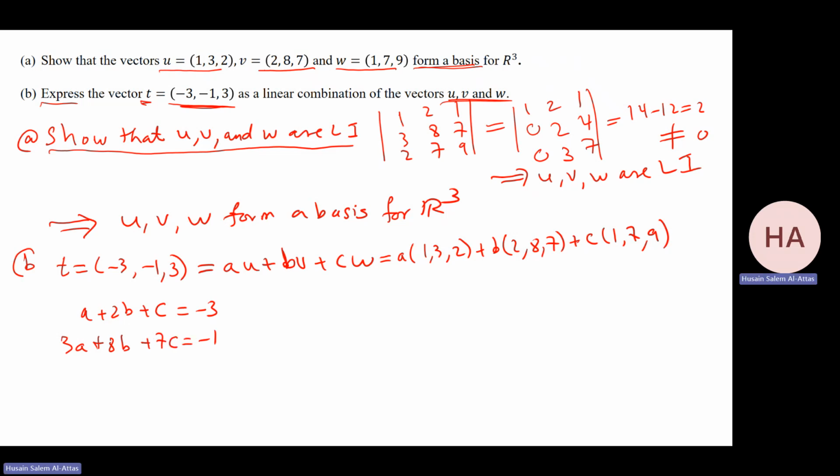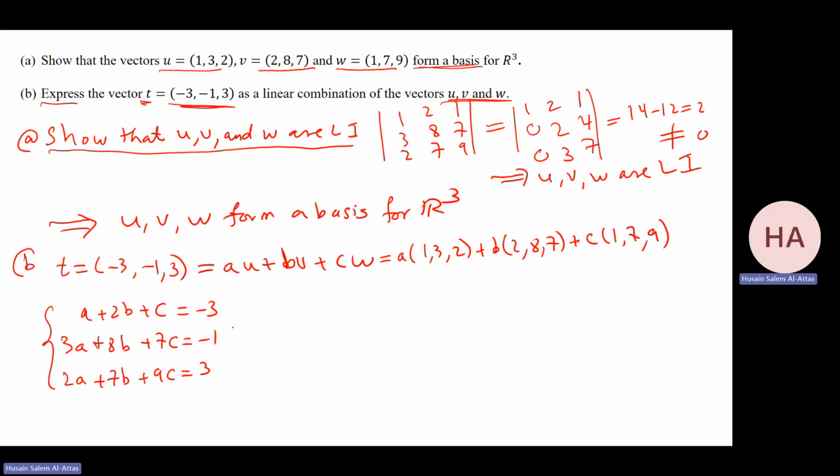Second component, they are equal. And then the third one, I have 2A, third component, plus 7B plus 9C, that should equal 3. So I need to solve this system. Let me try to solve it quickly.